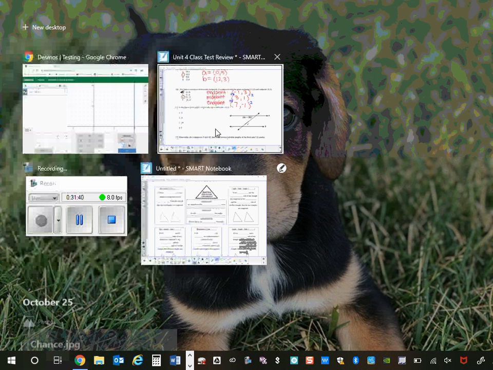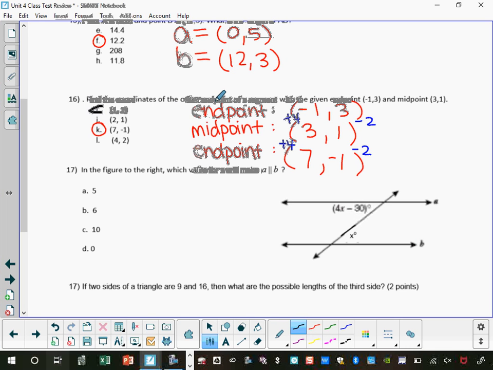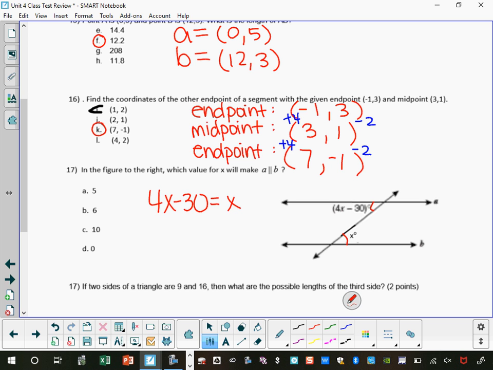If you look at number 17, they gave me this angle and that angle, alternate interior. So if you type this into Desmos, what do you get for your answer? What'd you get? 10? So your answer is C.